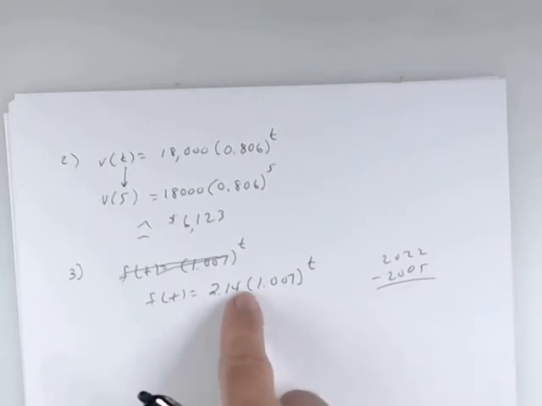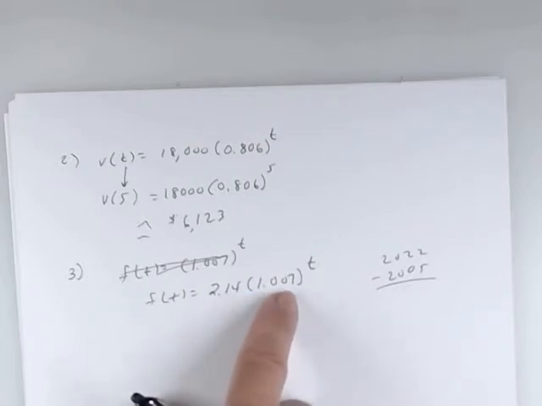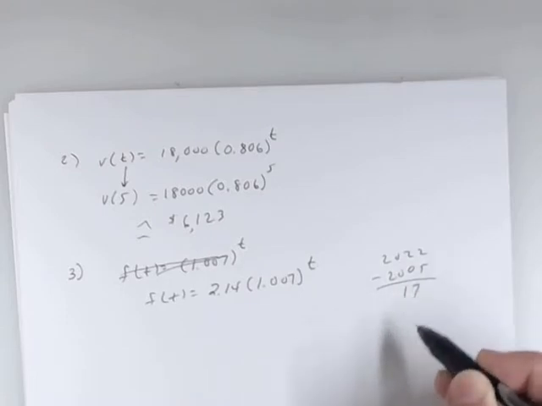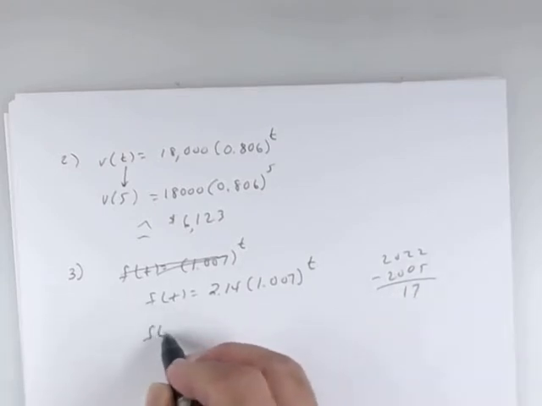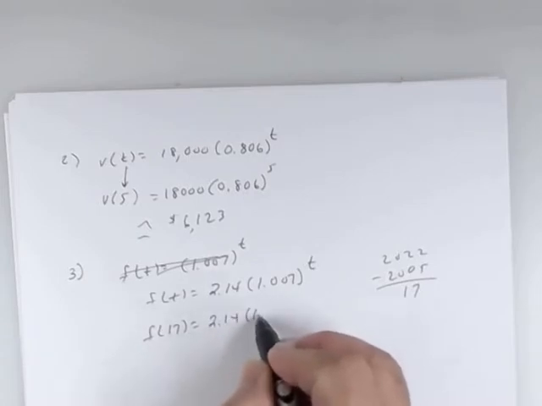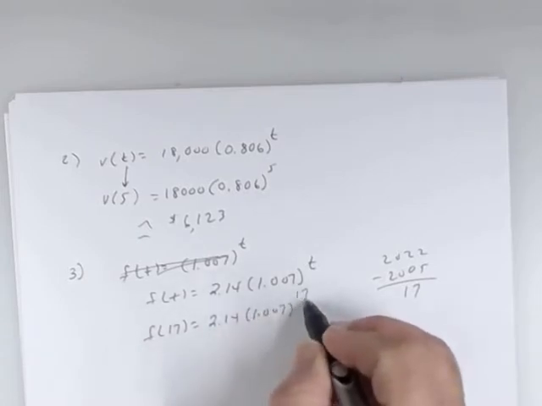Now, there's all kinds of variables that affect population change. So we're just assuming that this is going to be the same. That's going to increase 0.7% each year. So we're just making that assumption. What you said, 17? Mm-hmm. So you get f of 17 will equal 2.14 times 1.007 raised to the 17th power.